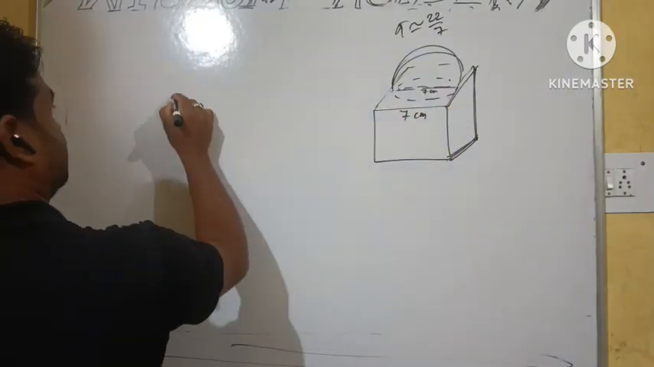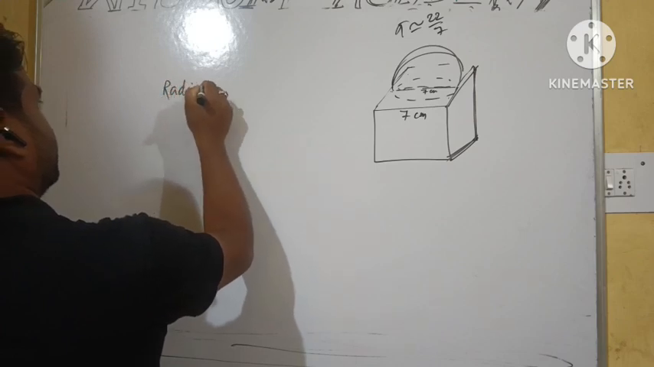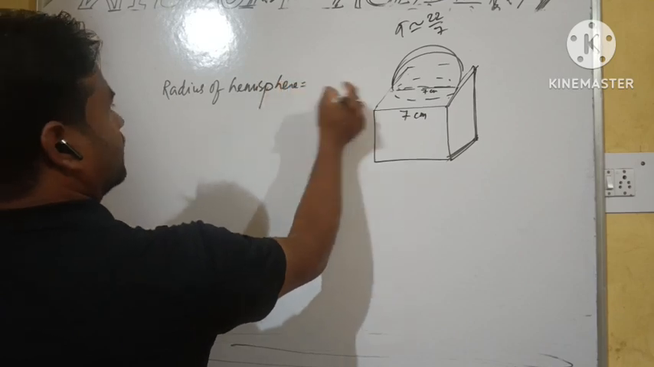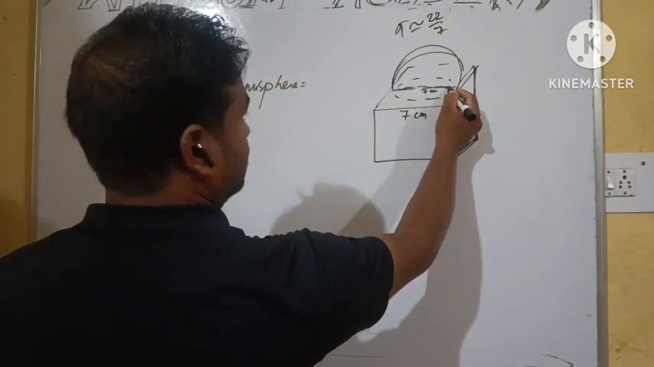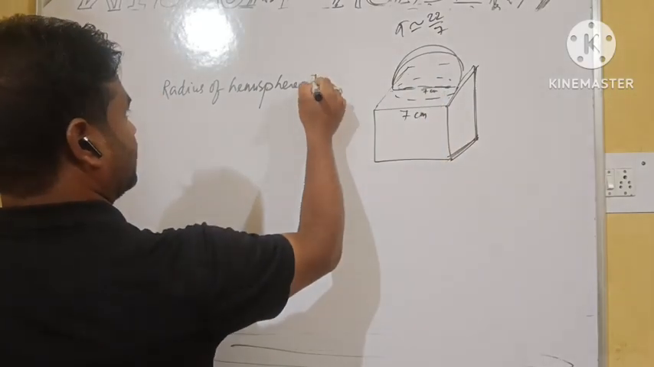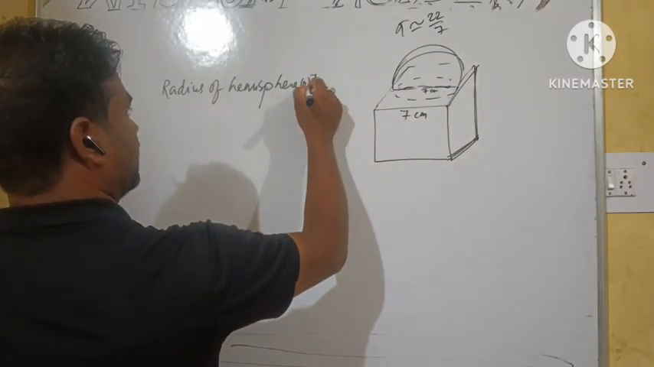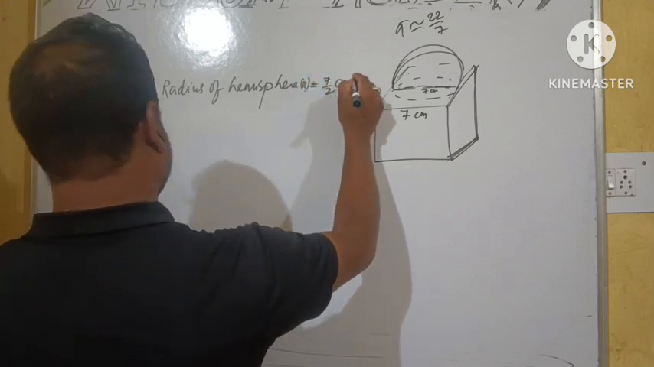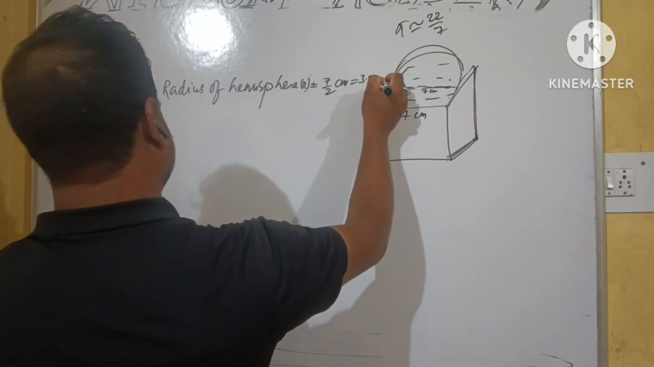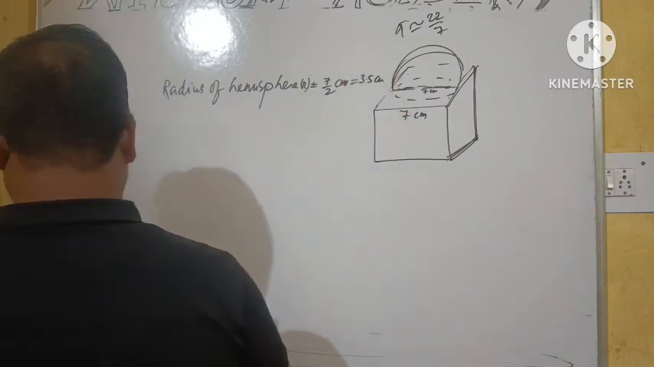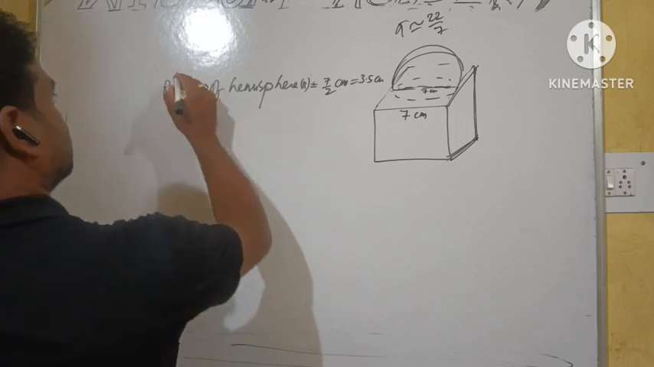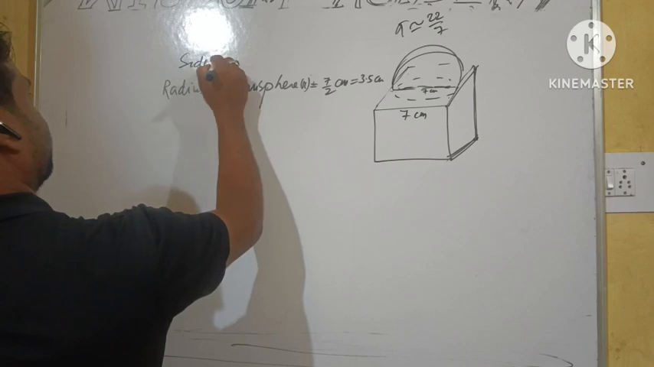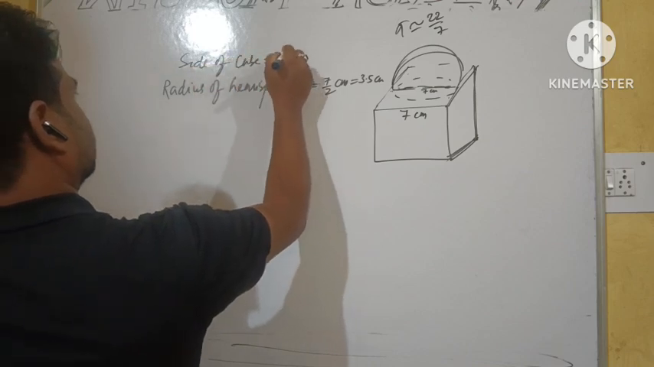Radius of hemisphere: the diameter of the hemisphere will be 7, so the radius will be 7/2. Radius of hemisphere R is equal to 7/2 cm or 3.5 cm. Then the total surface area of the solid. Also, the side of the cube is given as 7 cm.